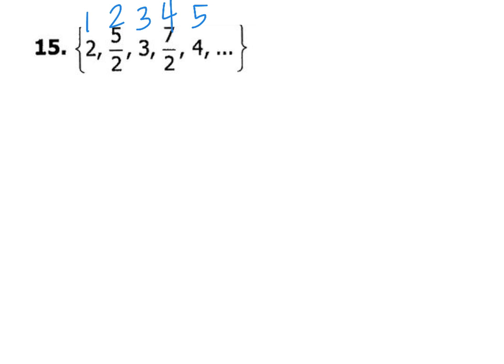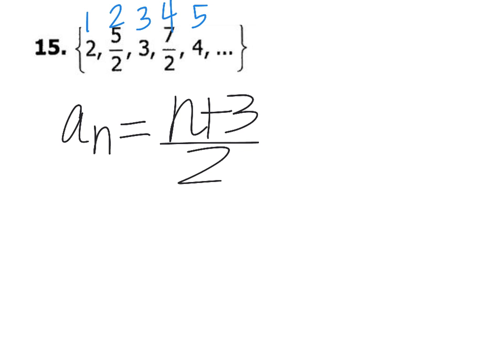That would work here. If we said n is 1, 1 plus 2 divided by 2 gives us 2. For n equals 3, 3 plus 2 divided by 2 gives us 3. Let's see if this works for all of them. So a sub n, our nth term, is n plus 3 divided by 2. We're adding 3 to the term number, dividing by 2, and that gives us the term value. This rule works for this one.